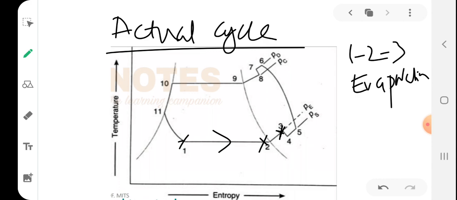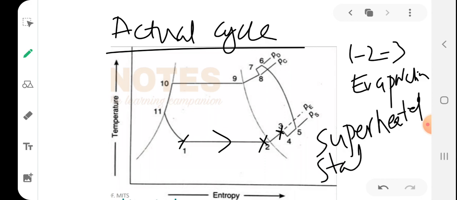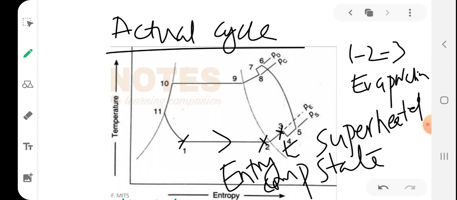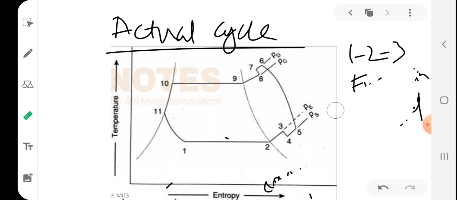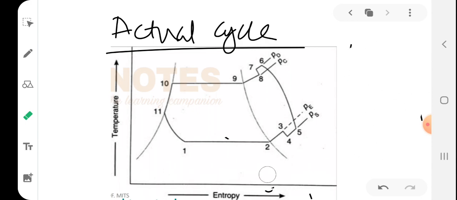In the actual cycle, up to here this is evaporation. From 3 it will enter the compressor. The refrigerant will enter the compressor in a superheated state. Entry to the compressor, it will be in a superheated state. That is state 3. So that is 1 to 2 to 3.